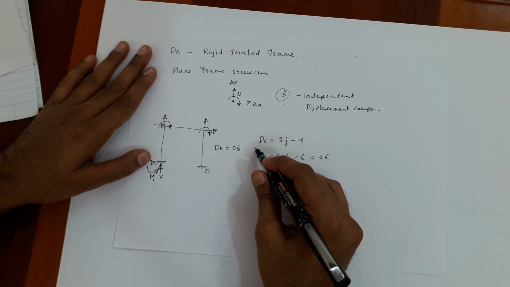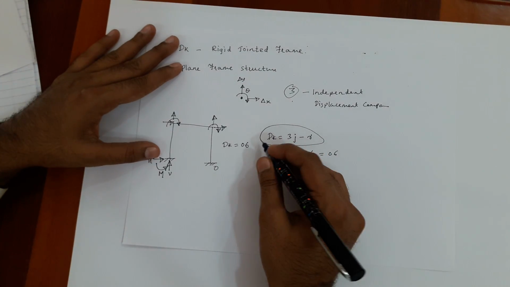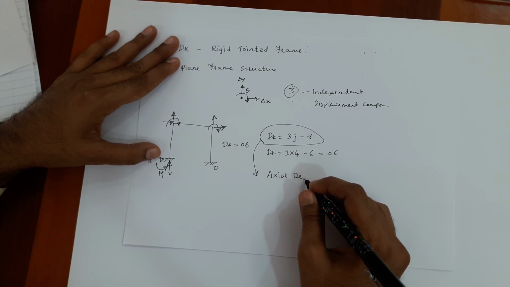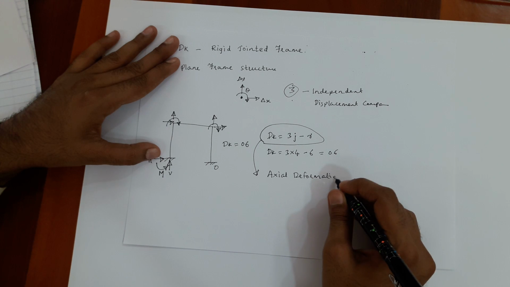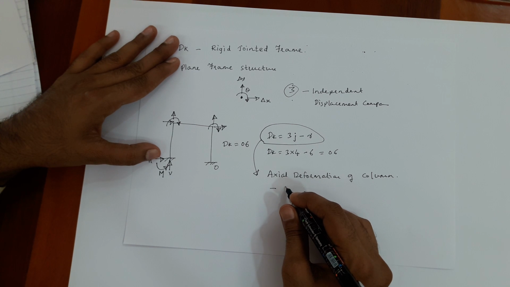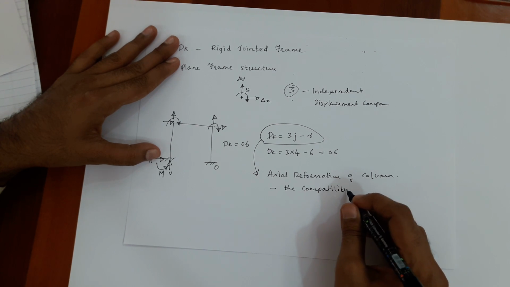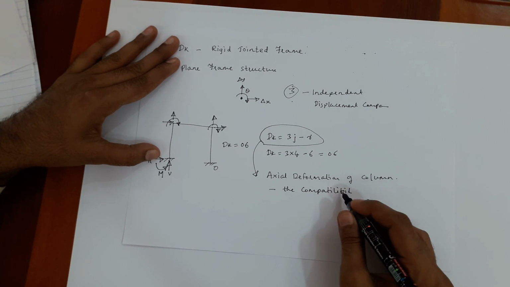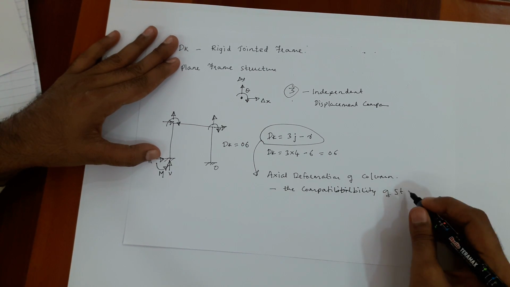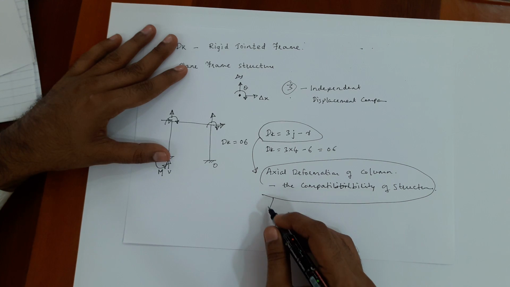But most of the time we cannot use this formula, because we have to neglect the axial deformation of the column, and we have to consider the compatibility of the structure. So this condition is called inextensibility.